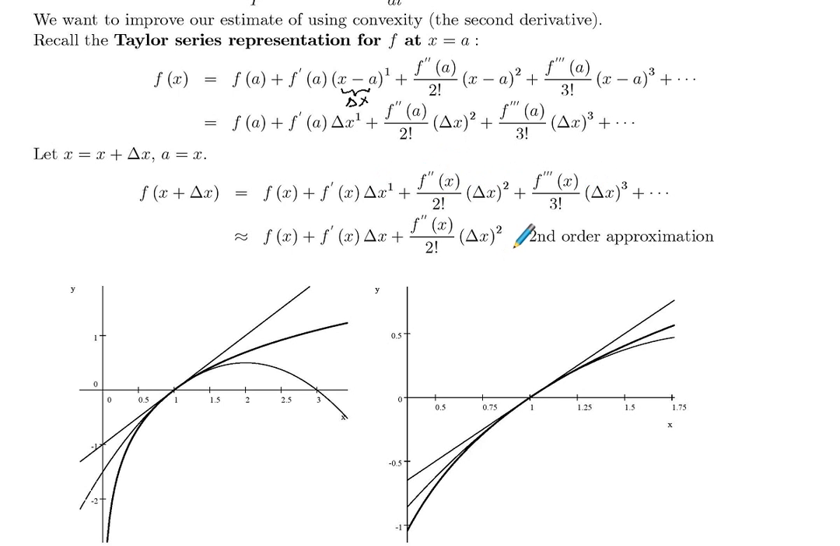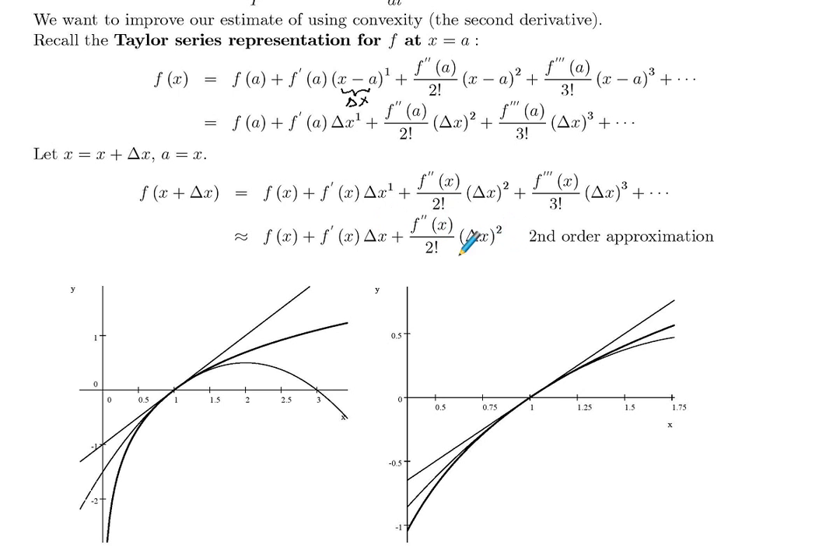Now if we stop this series at the second order term, so we only go up to the second derivative, then we get what's called a second order approximation. So we get a quadratic function. And that quadratic function looks like f of x plus f prime of x delta x plus f double prime of x over 2 factorial, which is just 2, times delta x squared.